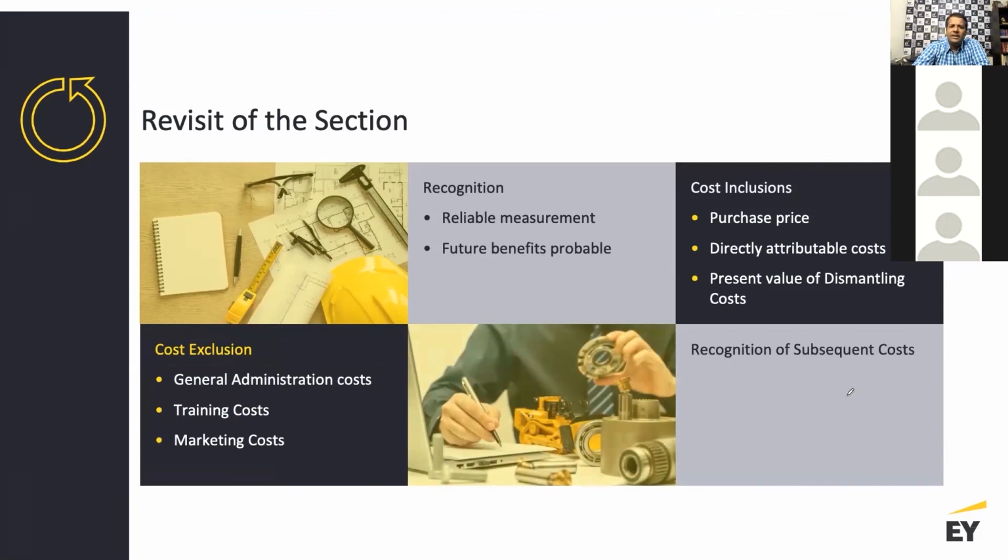And then you look at subsequent cost. We need to see whether they qualify as a capital item or as maintenance. If they are maintenance, you expense them as incurred. If they qualify as capex, you go back to recognition: whether they are reliably measurable and the future benefit is probable. If the answer is yes, you capitalize them as a major overhaul cost or a replacement of a component. And once you do that, you have to capitalize and de-recognize the existing capitalized component. If you capitalize the same component again, the existing component has to be de-recognized.